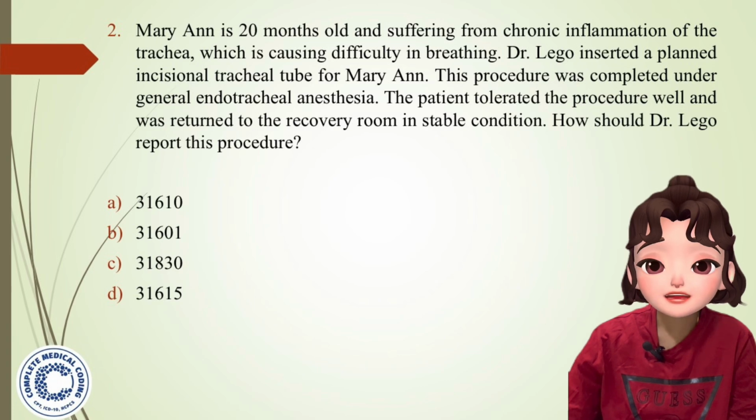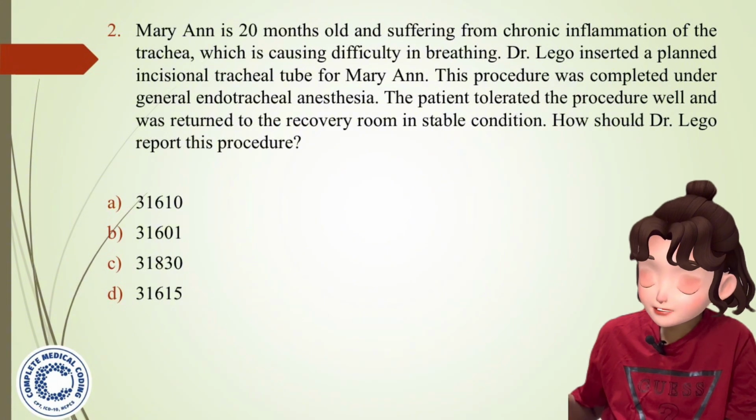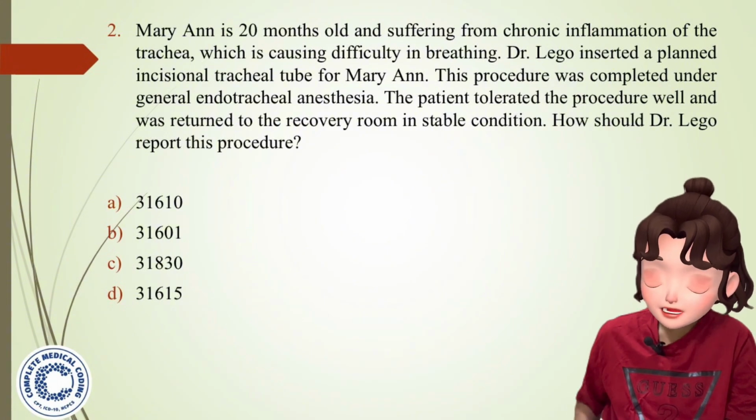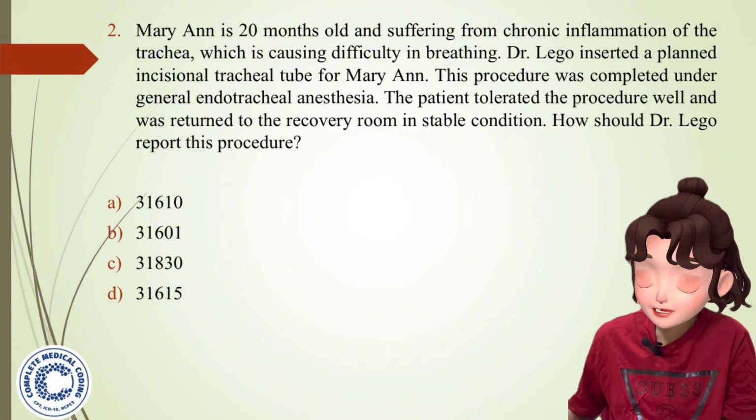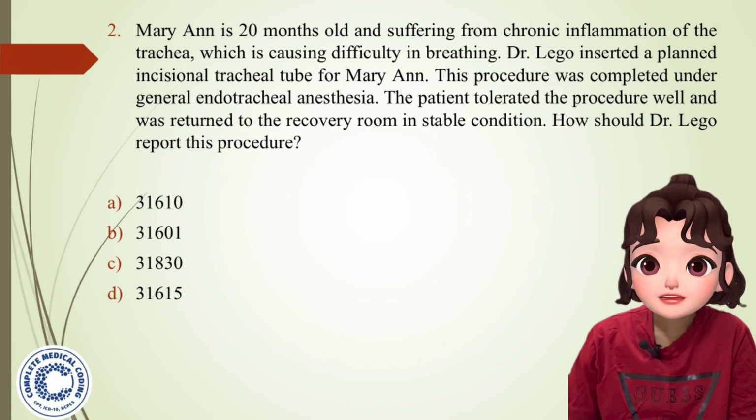Inserted a planned incisional tracheal tube. Okay, and this was carried out under general anesthesia. So let's find out the answer. What's the first code? 31610. Go and take 31610, the first CPT code, first option.